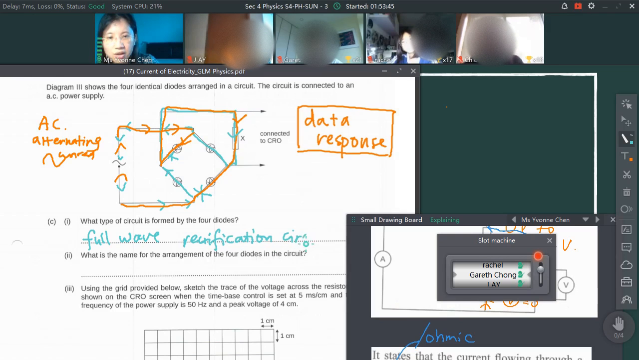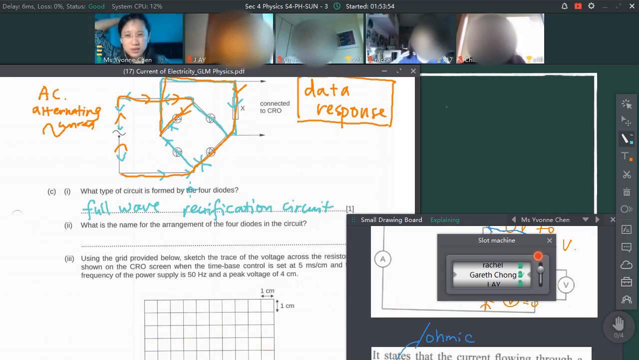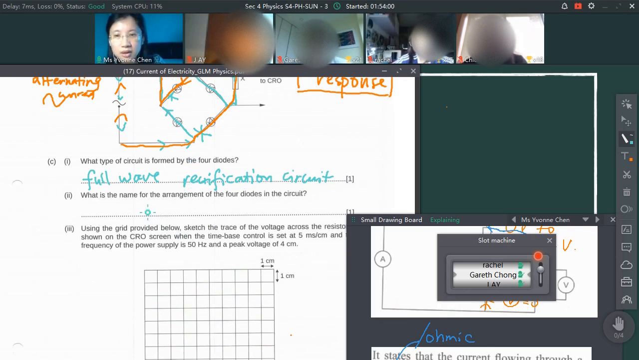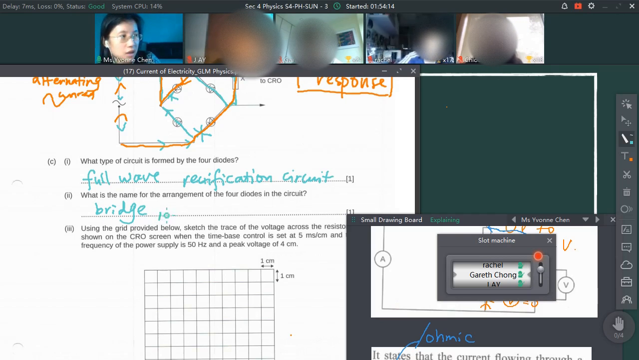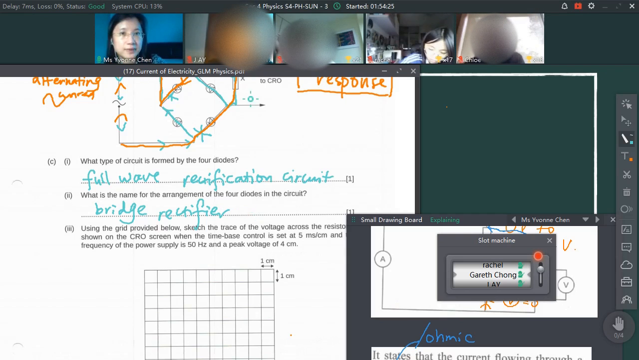As I mentioned, it's not stated in your syllabus, but I think school exams highly possibly give you such questions. And they will make it a data response question, a higher order thinking question. And what is the name of the arrangement of the 4 diodes in the circuit? It's called a bridge rectifier. So class, I'm trying to teach you something of higher order thinking. So full wave rectification circuit, and it's called a bridge rectifier.